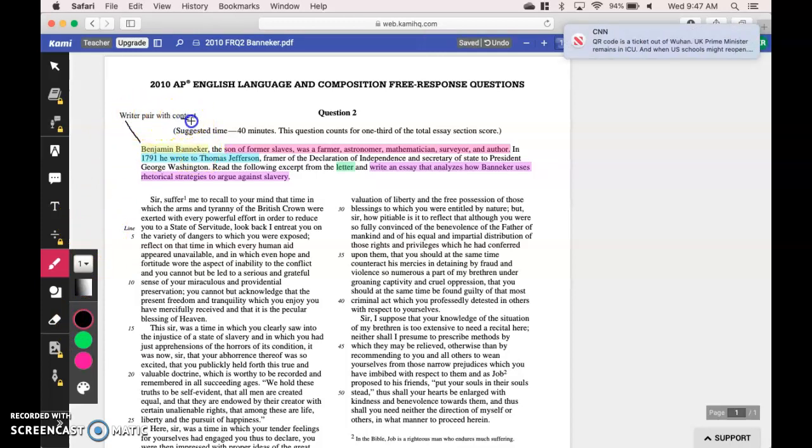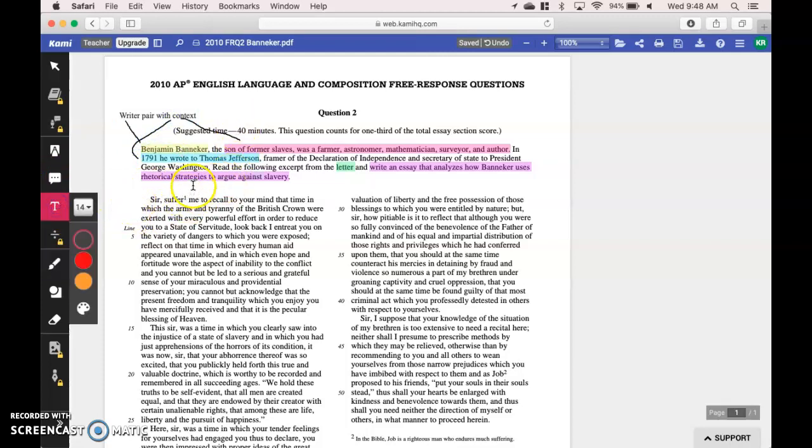We're going to pair that with the context here. We know that he is the son of former slaves, so I'm going to make the assumption that he is of African American descent. He was a farmer, an astronomer, a mathematician, a surveyor, and an author. So he's kind of a jack of all trades, meaning he is skilled in many different areas. He's skilled with the land, with science and math, with English and writing. We know the date here for context as well: 1791.